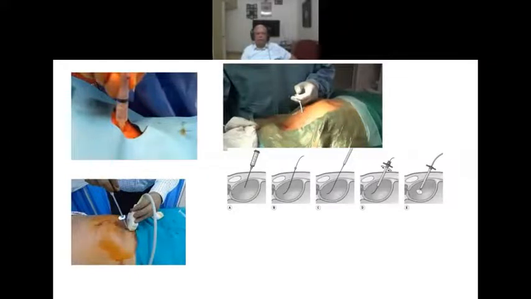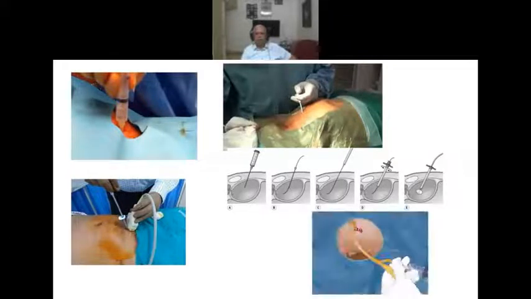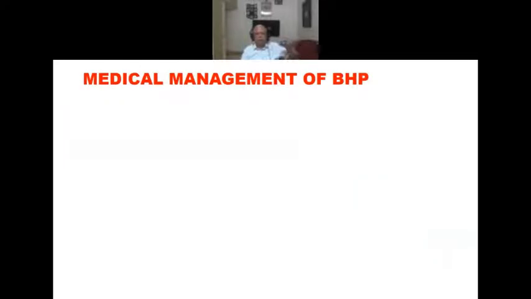The bladder you first identify, pass a guide wire, then put a dilator or a trocar through that, pass the catheter, and you can put a Foley's catheter through this, and this is how the final picture looks. So it's an emergency management. Everyone has to know.